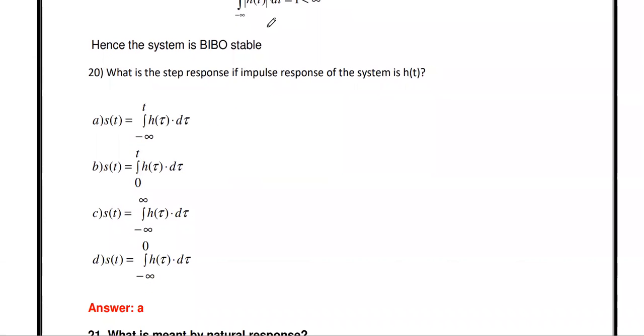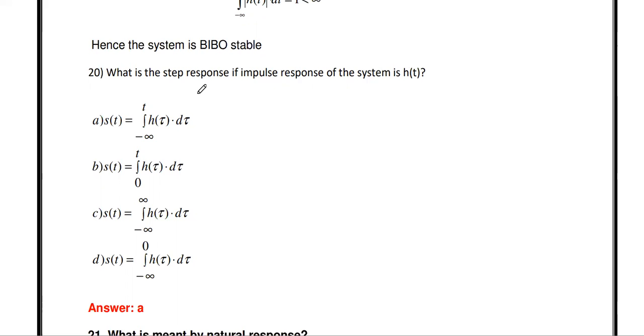These are all some of the questions about the stable system. We solved 6 to 7 problems in order to check the stability and causality. So the next question: what is the step response if the impulse response of the system is h(t)?